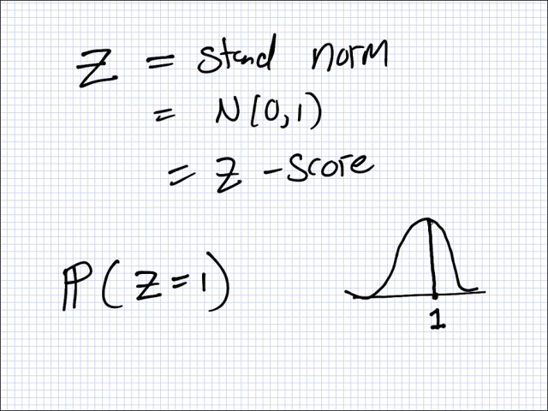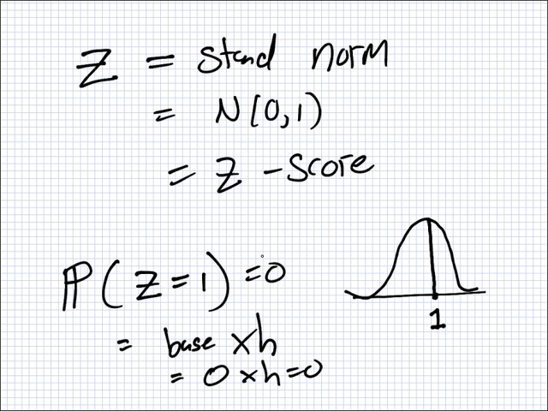But it's not a range. The area will be the base by the height. There is no base. The base is how wide? 0. This is important. This was in the exam, I think, last year for like 1 mark. They said, what's the probability that z equals 1? Or what's the probability that z equals 2? It's always 0.